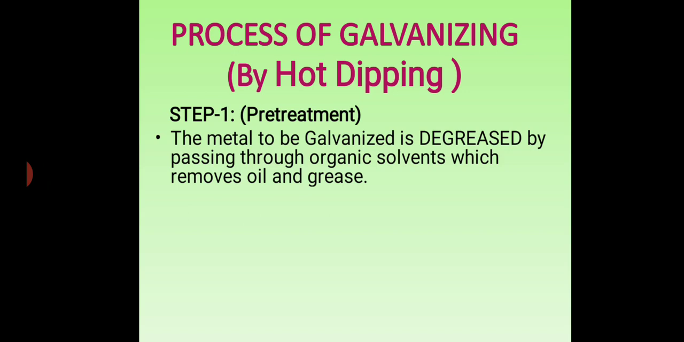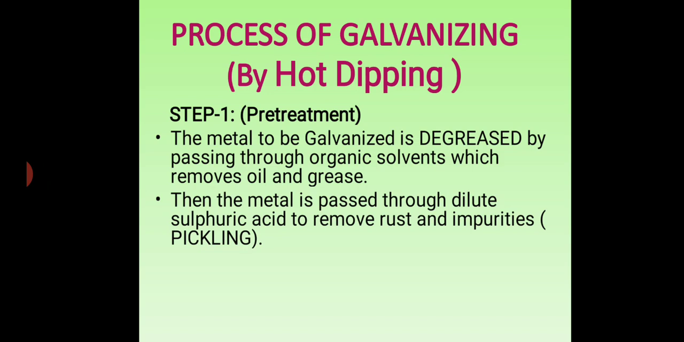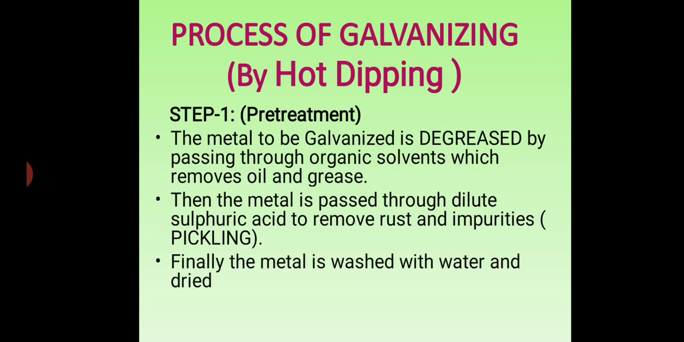So for that, what is done? Degreasing is done first. Then the metal is passed through dilute sulfuric acid to remove rust and impurities. So the second step is to introduce the article in dilute sulfuric acid. The process is called pickling. Here the article is kept for a prolonged time, so this step is called pickling. This is also once again preliminary treatment.